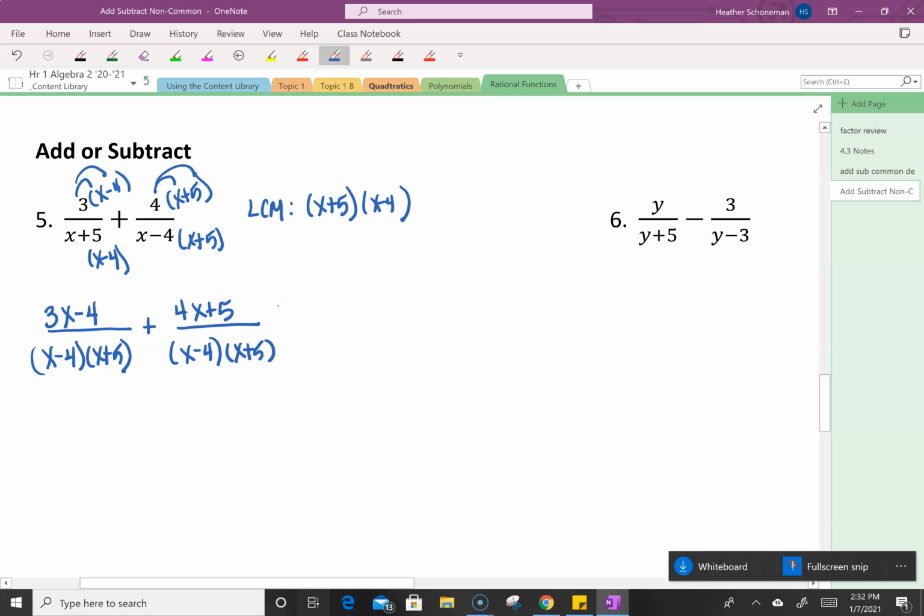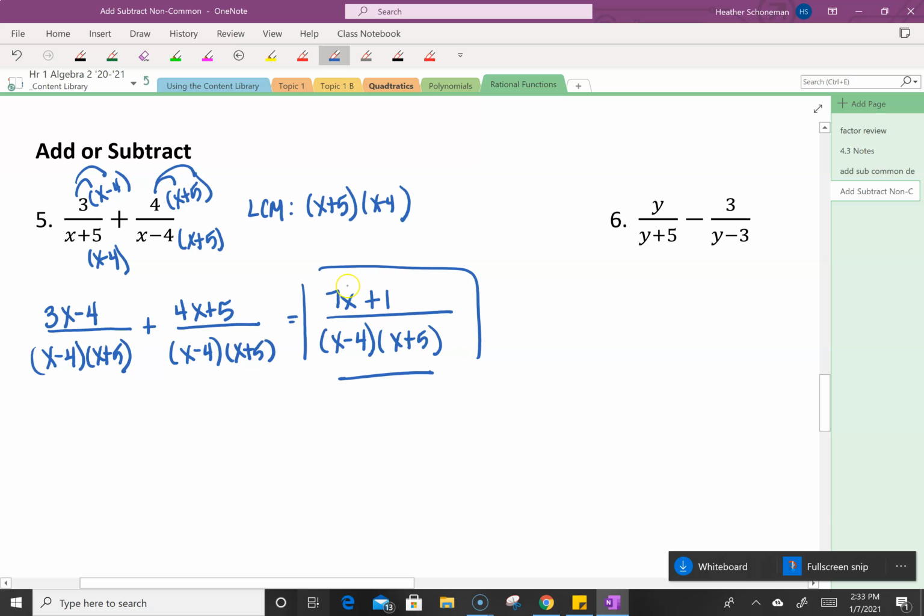Now I have common denominators. Now I can add the numerators. So let's put this up here. My denominator stays the same, which is the least common multiple. My numerator, whoops, I wrote 4 when I meant to write 5. My numerator, I combine like terms. So 3x and 4x is 7x, negative 4 and 5 is 1.